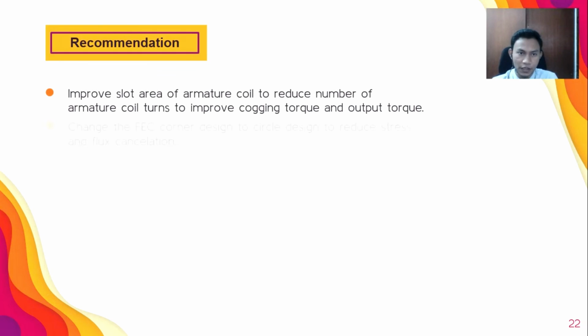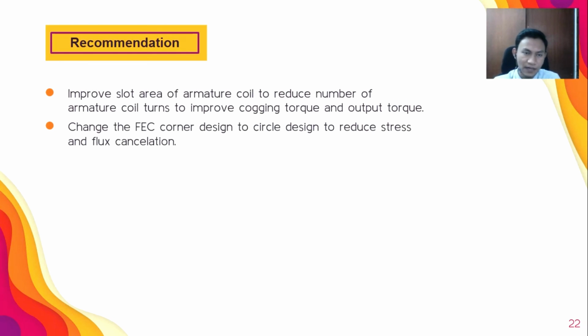For the recommendation part, I have two points for the next future study. First, we can improve the slot area of the armature slot to reduce the number of armature coil turns, to improve the cogging torque and also to improve the output torque. The second is to change the FEC corner design to a circle design to reduce the stress and flux cancellation in the FEC shape. So that's all from me.